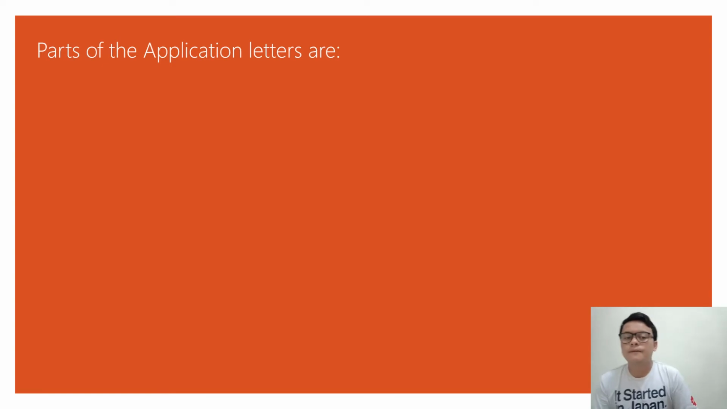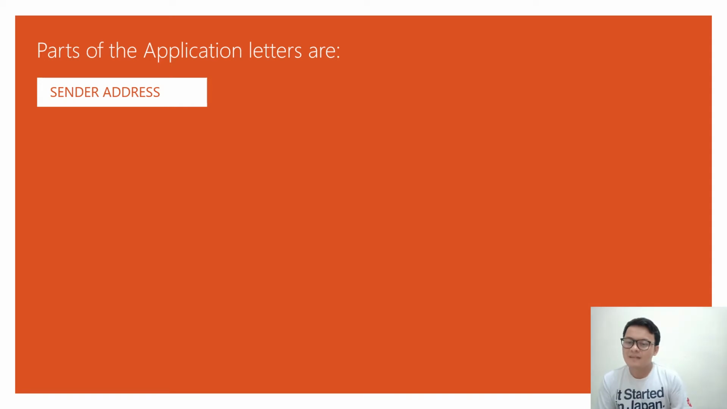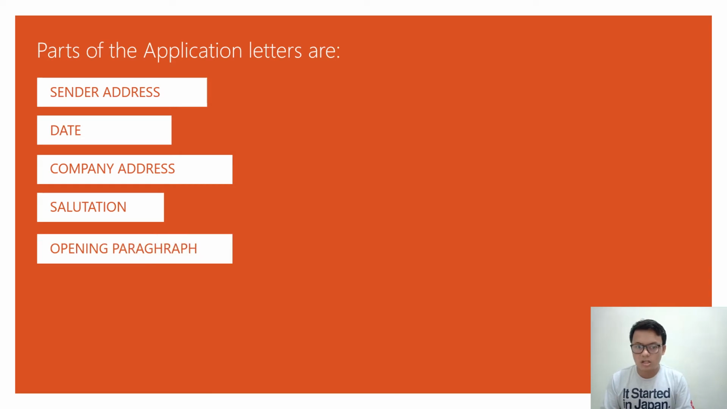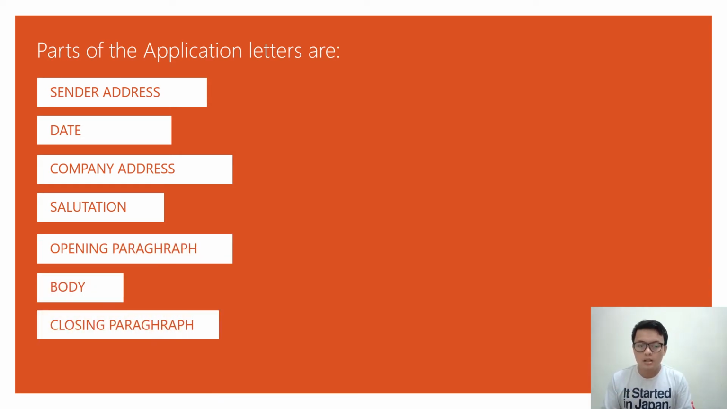Next, right, there are some parts of the application letter that cannot be erased from the composition, right? Number one, we call it the sender address. Sender address is basically your address. For example, if you send the application letter from Banda Aceh, then that means the sender address is Banda Aceh. Okay, date, company address, salutation, opening paragraph, body, closing paragraph, and closing.